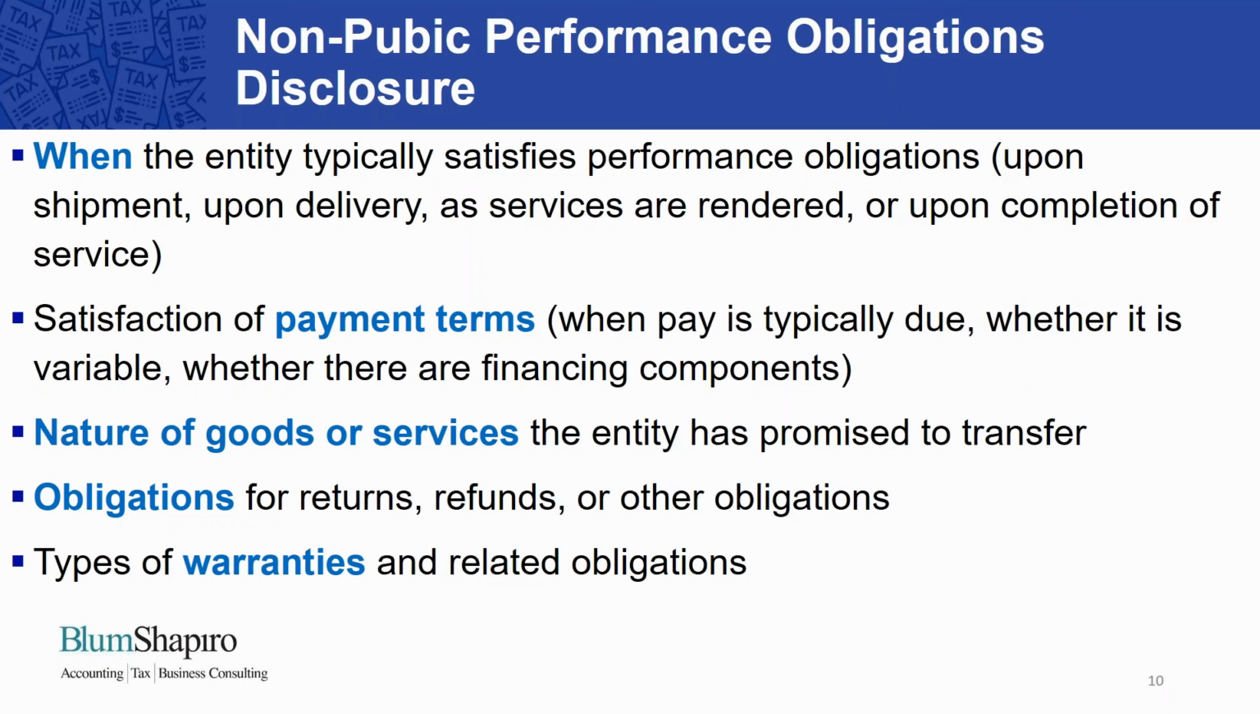Next is the nature of good or service that you're going to ultimately deliver to your customer, followed by any obligations. Is there any returns associated with the performance obligations? Is there any refunds? And generally the rights of returns around a performance obligation. And finally, the types of warranties associated with the performance obligation is required to be disclosed. So let's look at an example of what this disclosure will look like.